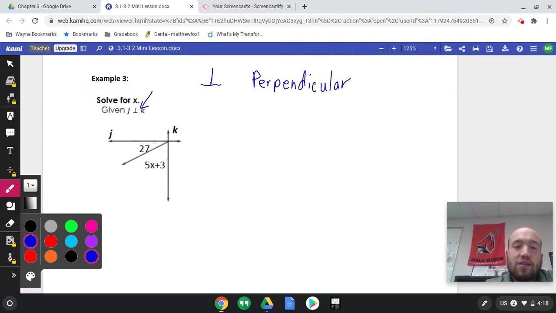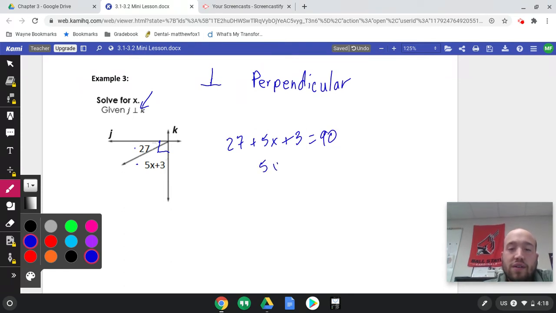So if that is the case, we know that this is a 90-degree angle there. So that means these two angles here are going to be complementary. They're going to add up to 90. So 27 plus 5x plus 3, all of this will equal 90. Combine your like terms. 5x plus 30 equals 90. Subtract that over, 5x equals 60. Divide by 5 and we get x equals 12. And we would be done.